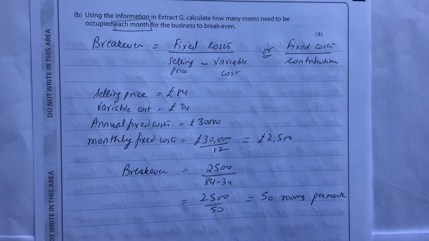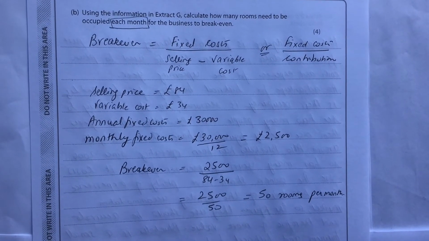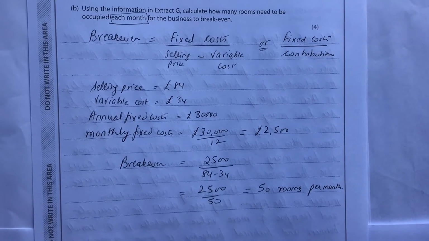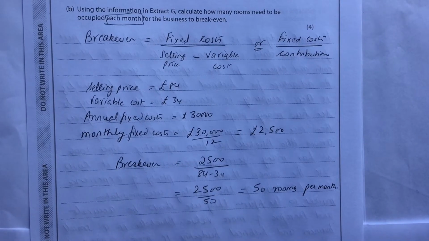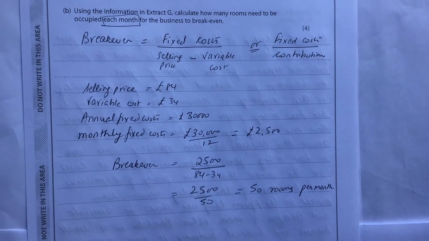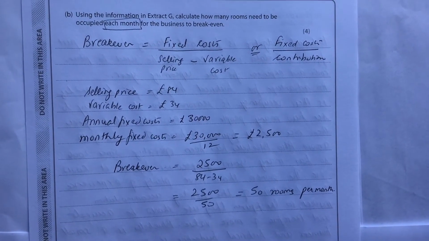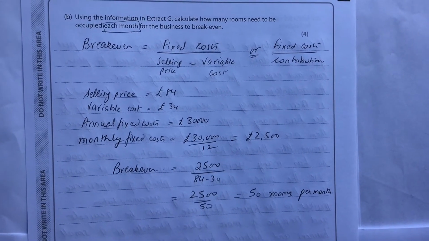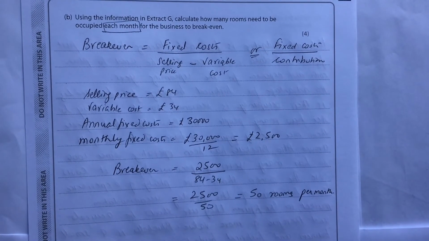Next is to calculate how many rooms needed to be occupied each month for the business to break even. So start with the formula. Break even is fixed cost divided by selling price minus variable cost. Selling price is 84, variable cost is 34, annual fixed cost is 30,000. Put in the values, but this is annual fixed cost. Calculate the monthly fixed cost, put in the values, and you get the answer 50 rooms per month. So if you calculate with annual fixed cost, then the final answer divide by 12, because you have to calculate for per month.